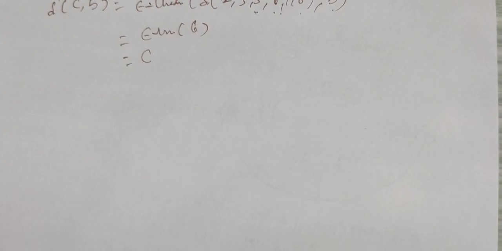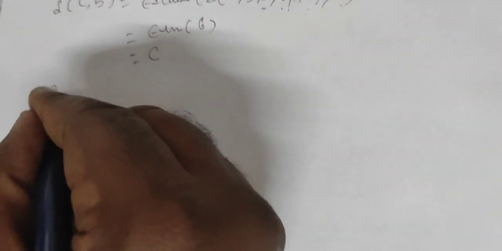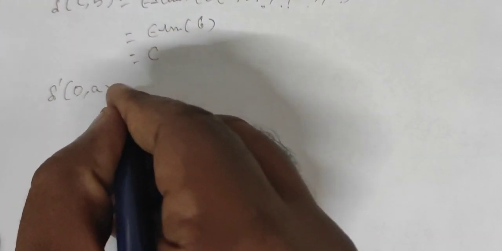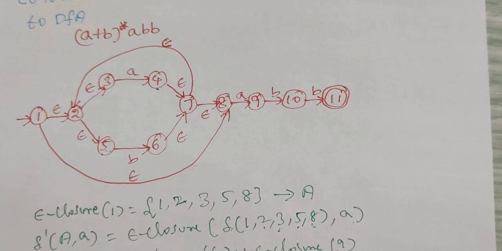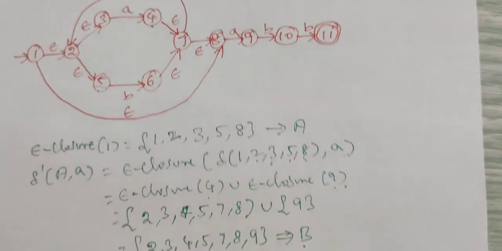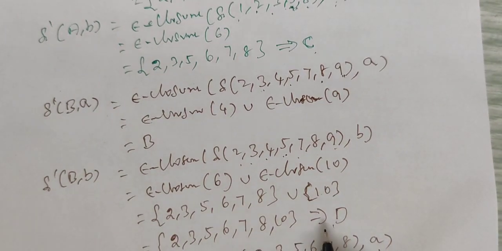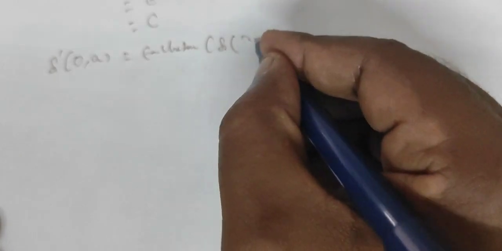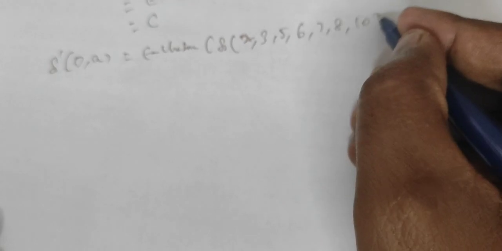Now we have another new state called D. So what is D? Delta dash of D comma A is equivalent to epsilon closure of delta of D. D is a set of states here. D is having 2, 3, 5, 6, 7, 8 and 10.